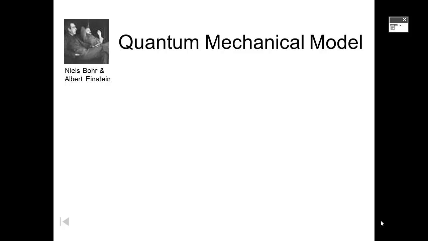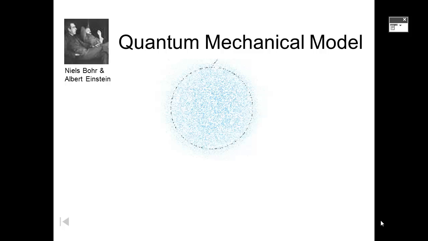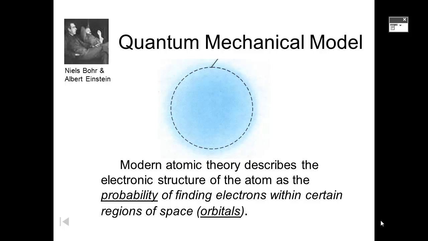Now, Niels Bohr and Albert Einstein, two guys you've probably heard of before, came up with the quantum mechanical model of the atom, which we will talk about. Basically, the idea was that the electrons are in the electron cloud, and that's pretty much the current model of the atom now. They're in these spaces called orbitals. So they're not in a definite orbit, but in an orbital where they're most likely located.